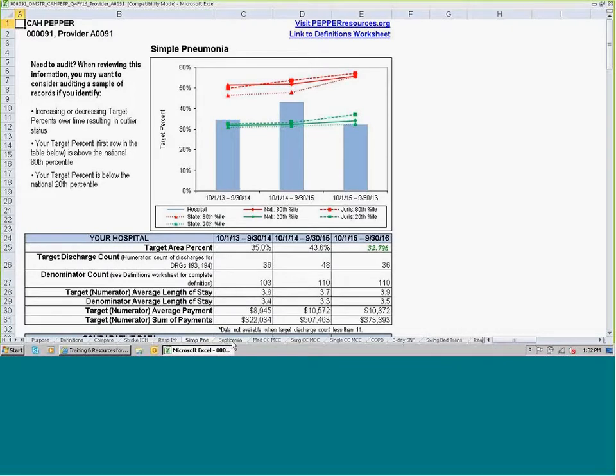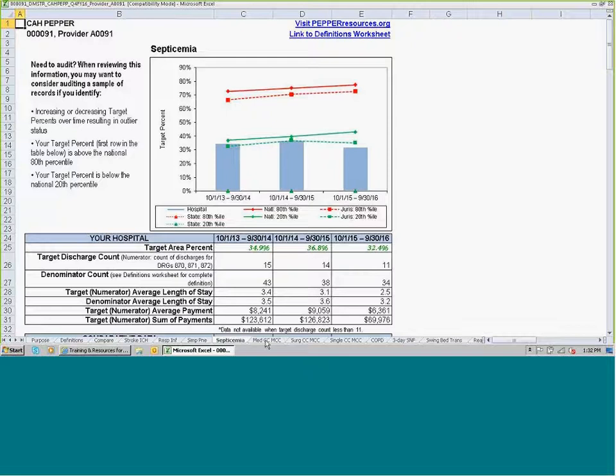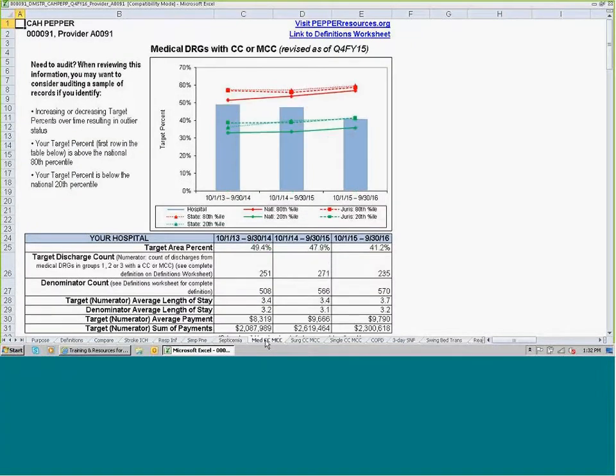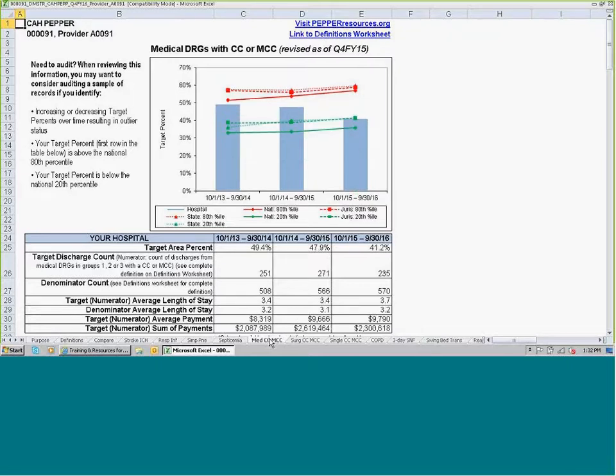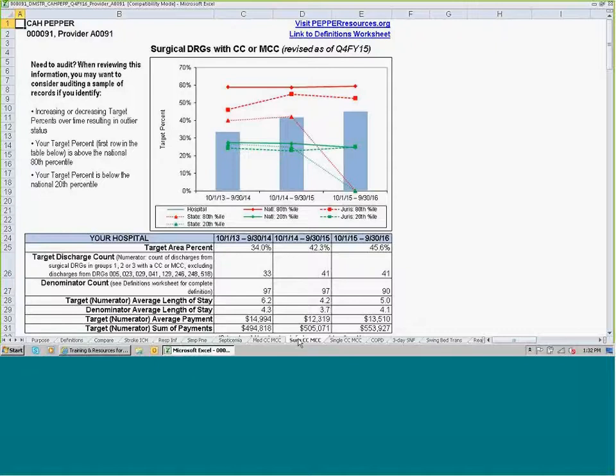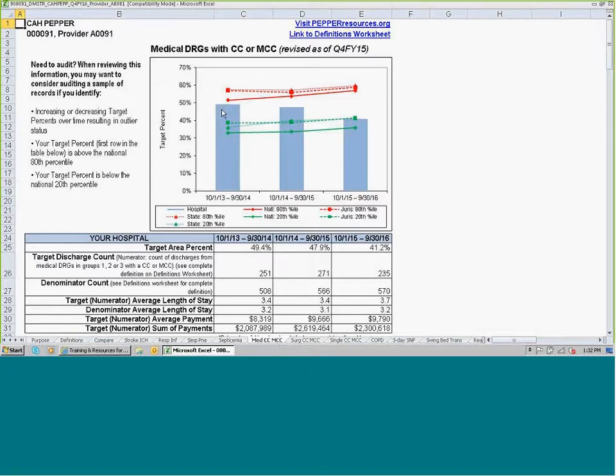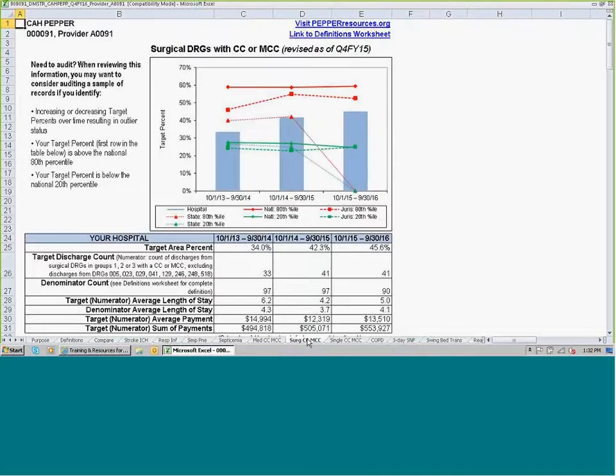So I'll click through a few of these target area reports, see if there's anything that pops out at us. I might want to mention, for medical DRGs with a CC or an MCC and surgical DRGs with a CC or an MCC, I suggest that hospitals look at these two target areas in tandem. You might expect this particular hospital has a slight decrease over time in the medical DRGs with CC or MCC, while if you look at their surgical DRGs with a CC or an MCC, they're slightly increasing.